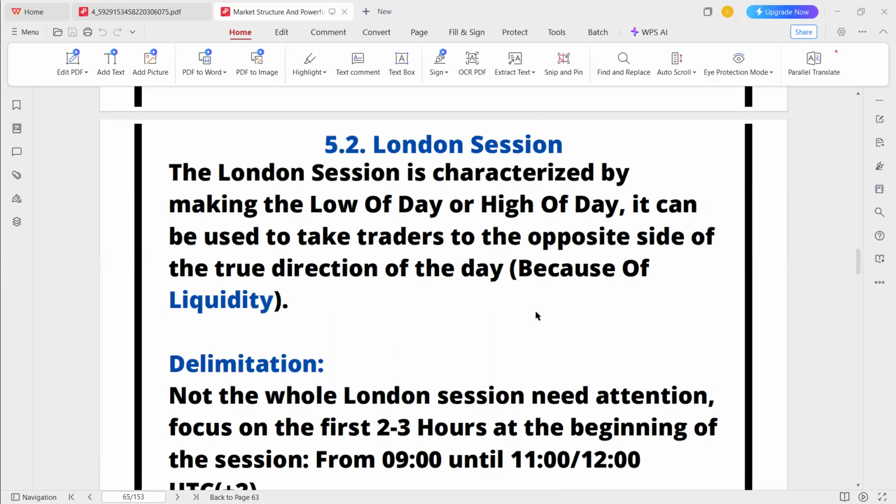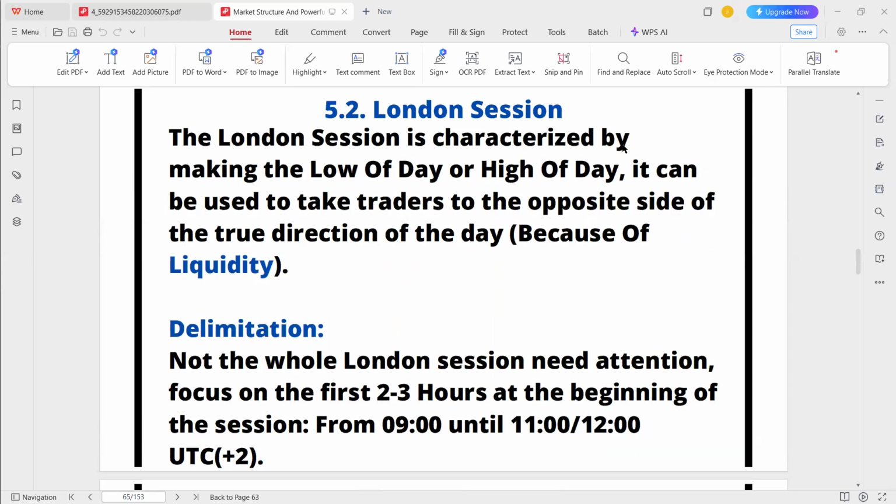Then the next session we have is the London session, which is characterized by making the low of the day, the LOD, or the high of the day, the HOD. It can be used to take traders to the opposite side of the true direction of the day because of liquidity. Remember when we went through liquidity?